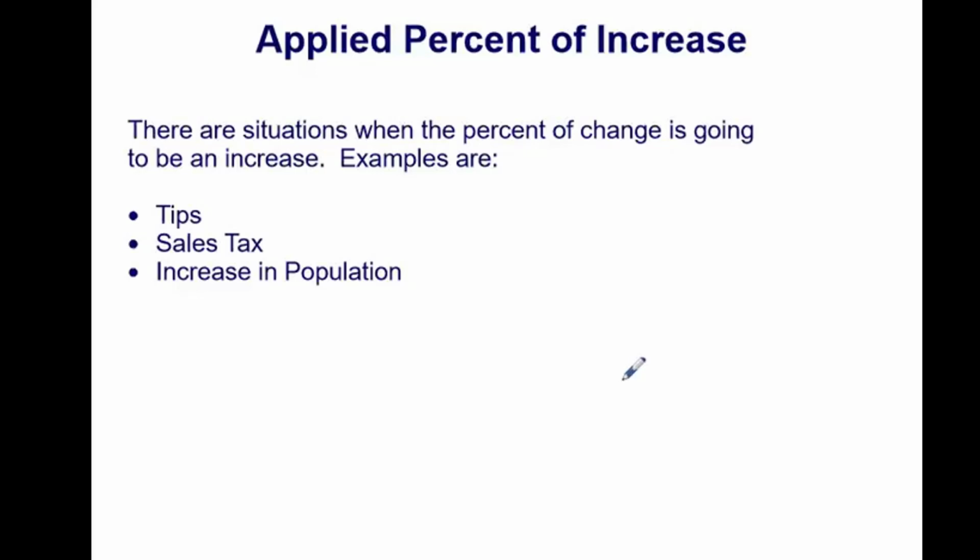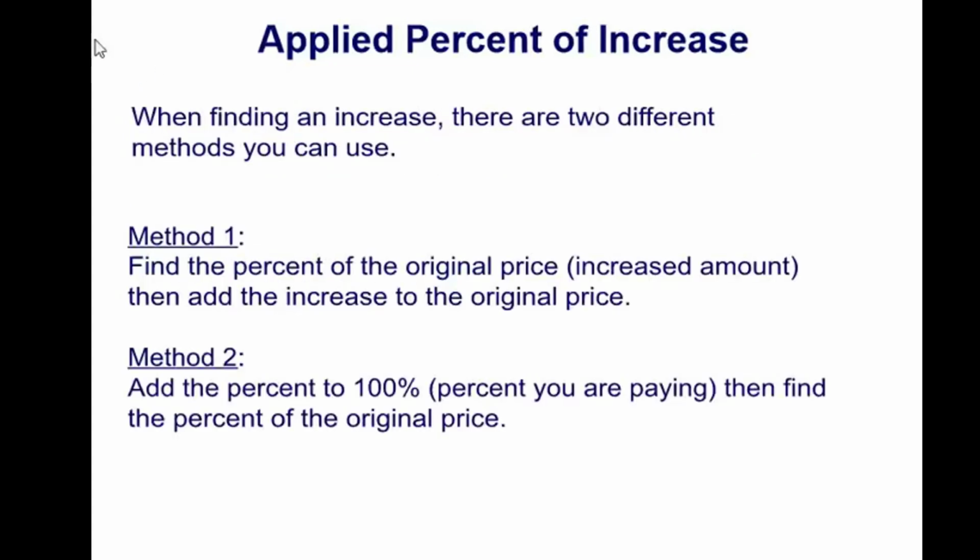Applied percent of increase. There are situations when the percent of change is going to be an increase. Some examples of this are tips, sales tax, and the increase in population. When finding an increase, there are two different methods you can use, similar to when finding a decrease.